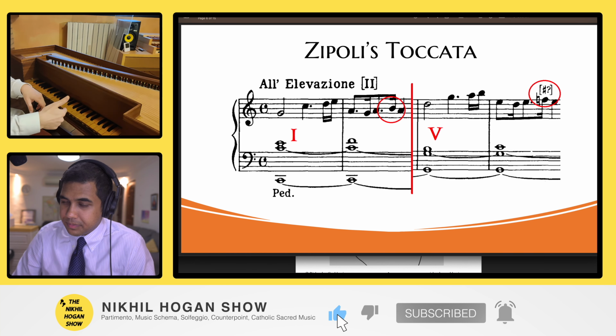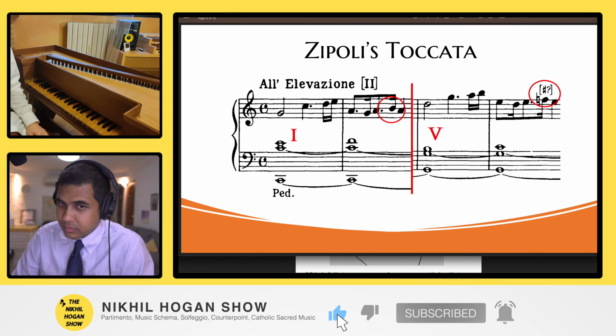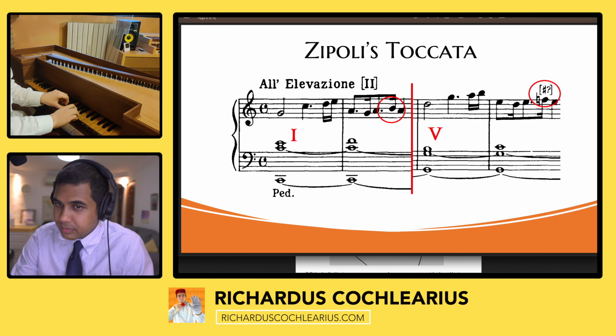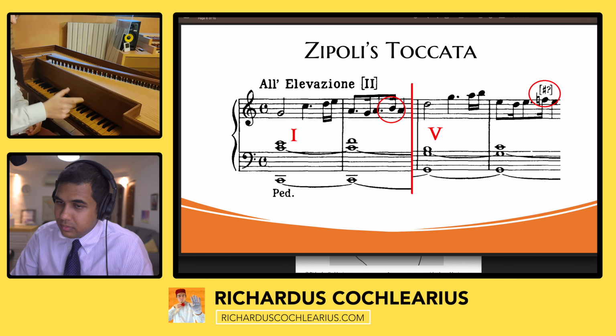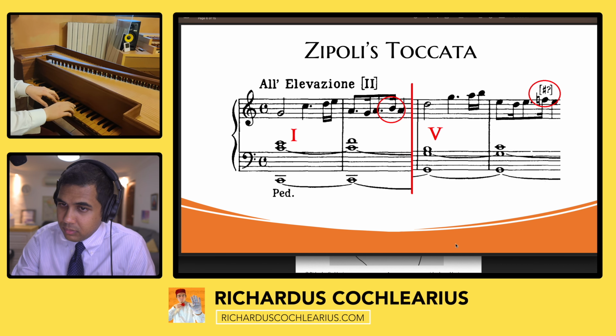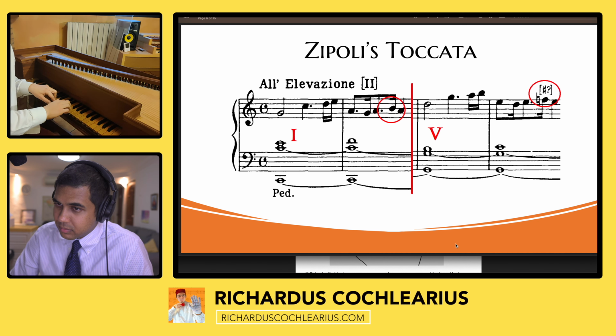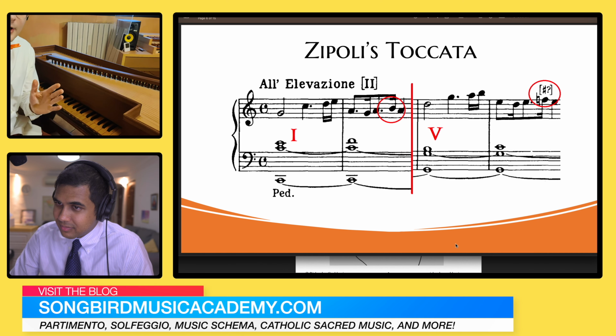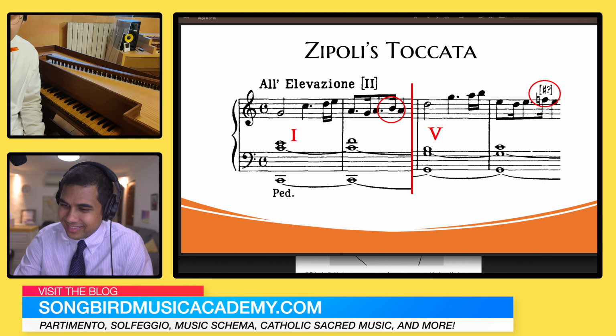I've tuned this virginal with a Hamilton system before this interview, and we don't have any indications by the editor of this edition. But when we find this theme transposed to the fifth degree, Zipoli writes at this point a natural sign, and the editor says, but is this a natural or is this a flat, a sharp?